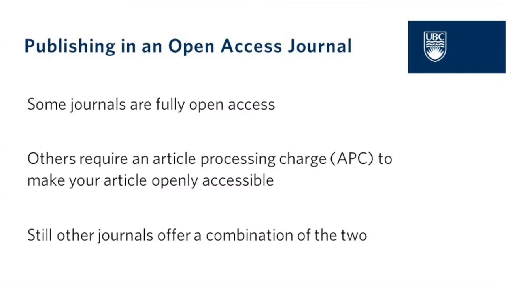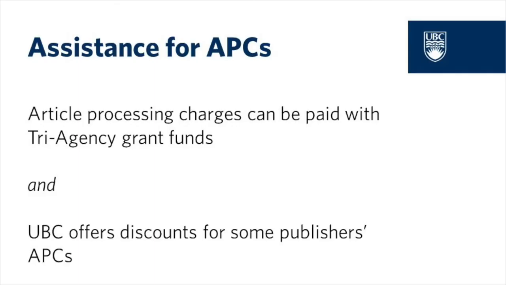Today, most journals do give you an open access option. Some journals may already be completely open access. Others might require you to pay an article processing charge, or APC, to make your article openly accessible. Still others may be a combination of these. Keep in mind that article processing charges can be costly, ranging from a few hundred to a few thousand dollars. The good news is that the tri-agencies allow you to write these costs into your grant.